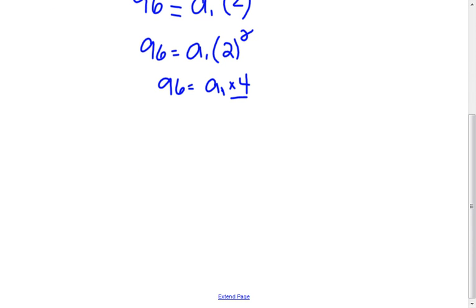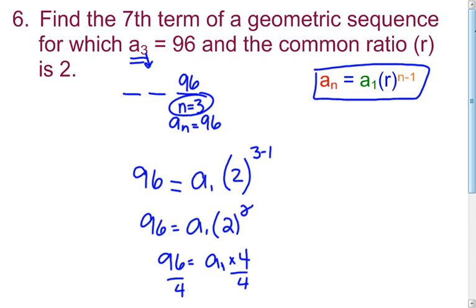Of course, divide by 4. And A1 comes out to be 24. And lots of people will think they're done right here. So I want you to go back and read the question. The question does not say find the first term. The question says to find the seventh term.